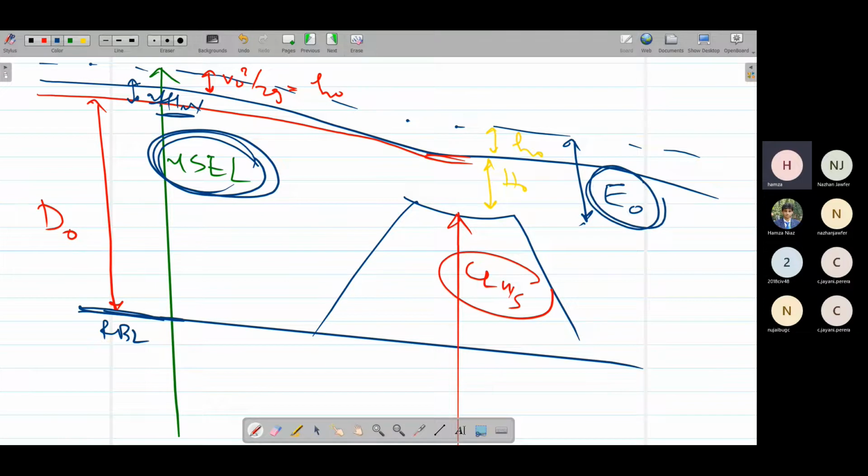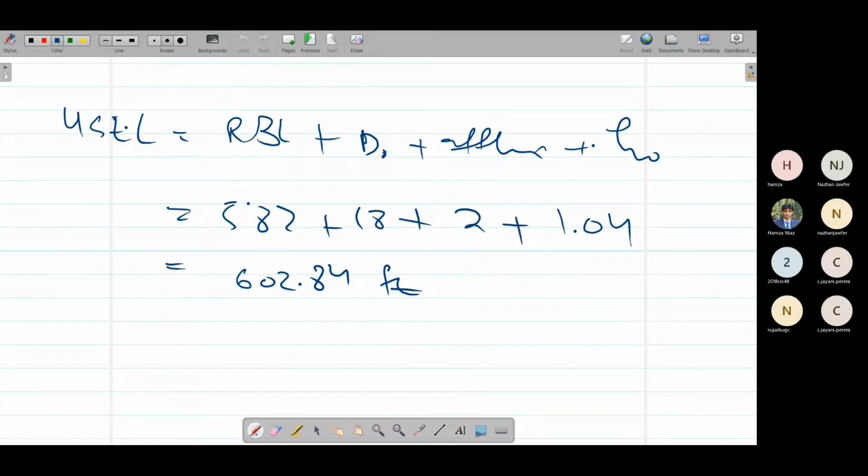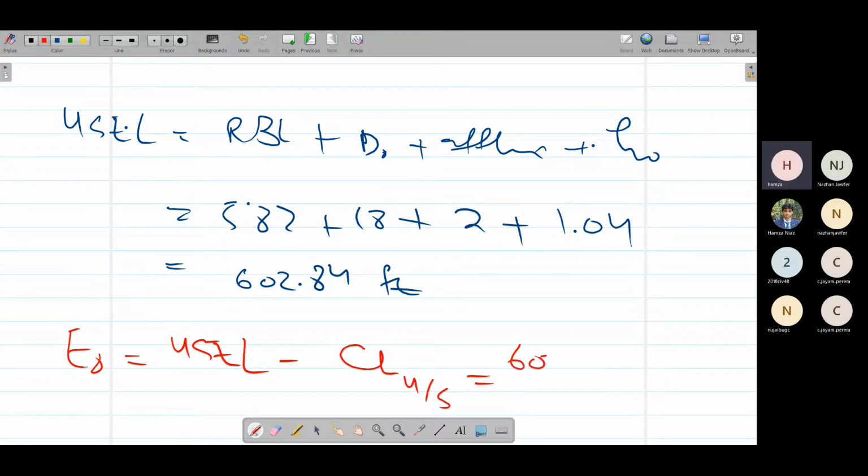Now for E naught, what we can do is simply subtract this upstream energy level and the crest level of undersluices. So E naught is upstream energy level minus crest level of undersluice portion. So 602.84 minus this crest level, which was 586. If we simply subtract them, we'll get this E naught value, approximately 18 feet. So this is the specific energy head above the weir crest for the undersluice portion.